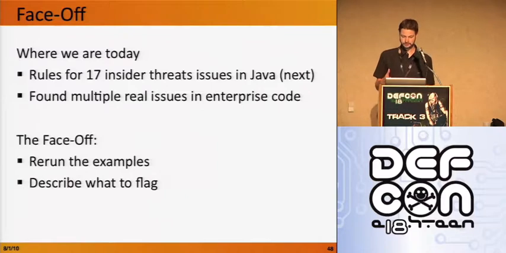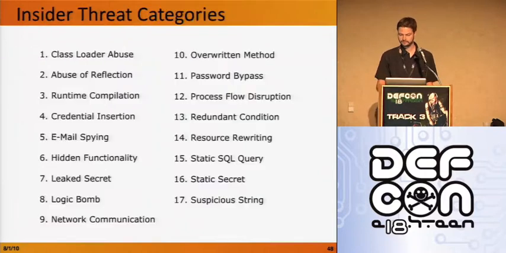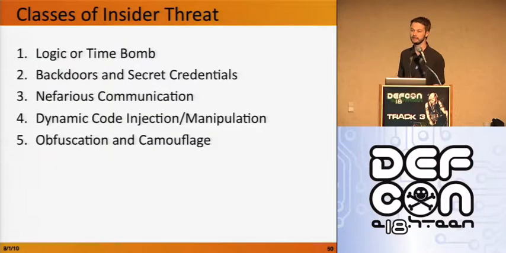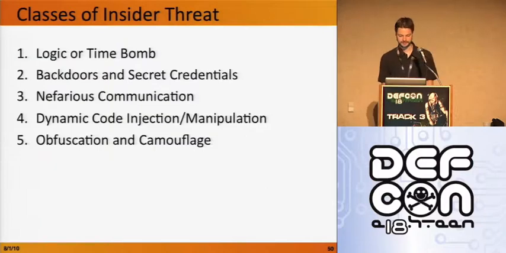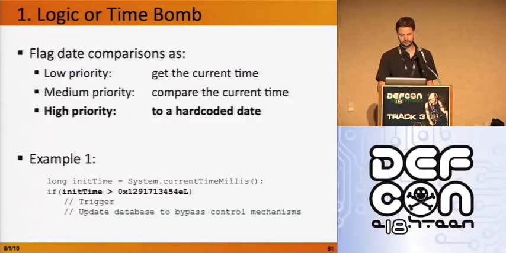So the way I'm going to do this is I'm going to rerun the examples and then describe what we flag. So just to have this all up, we have 17 categories. They are listed here. They are in the slides, so if you want to talk about them afterwards, feel free to do so. All these categories are subcategories of the main classes of insider threats. So I will tell you what we flag in the code, and how that relates to the code that we've shown before.